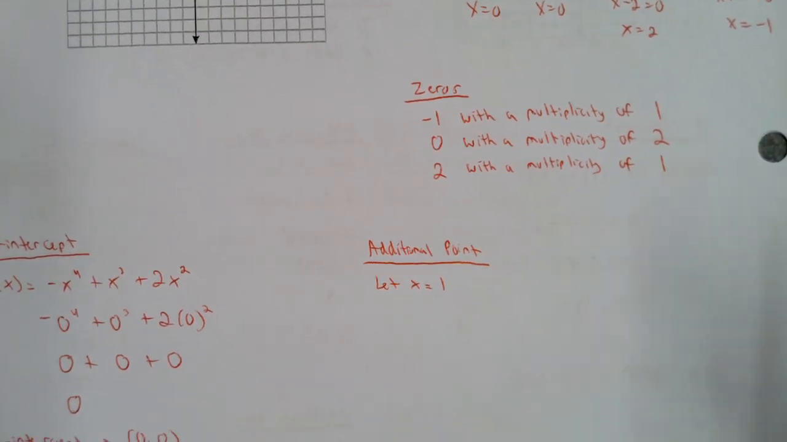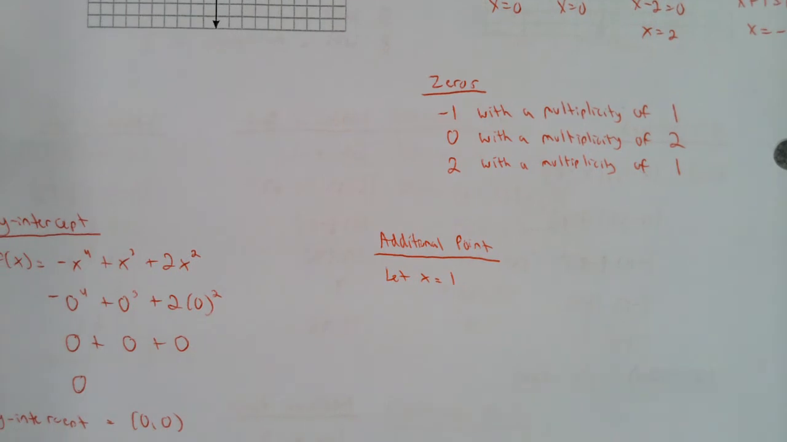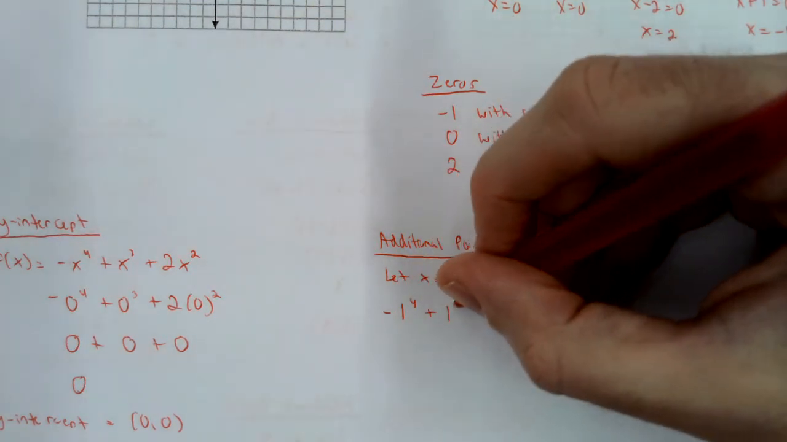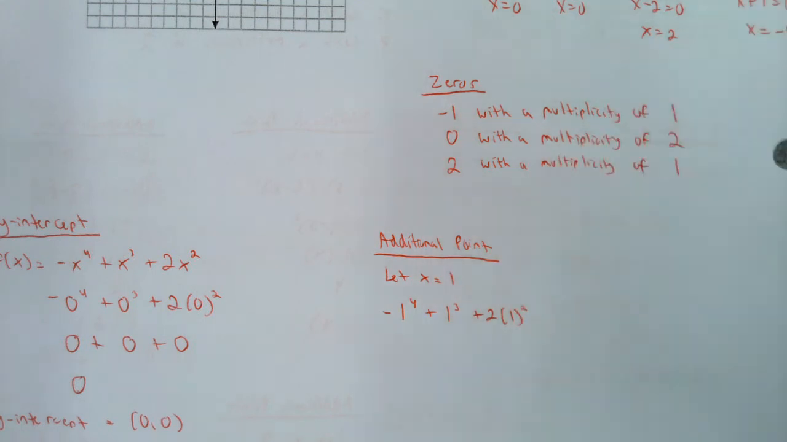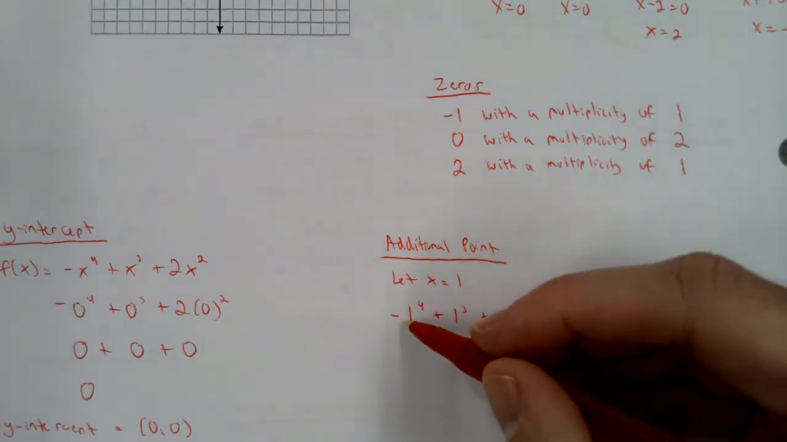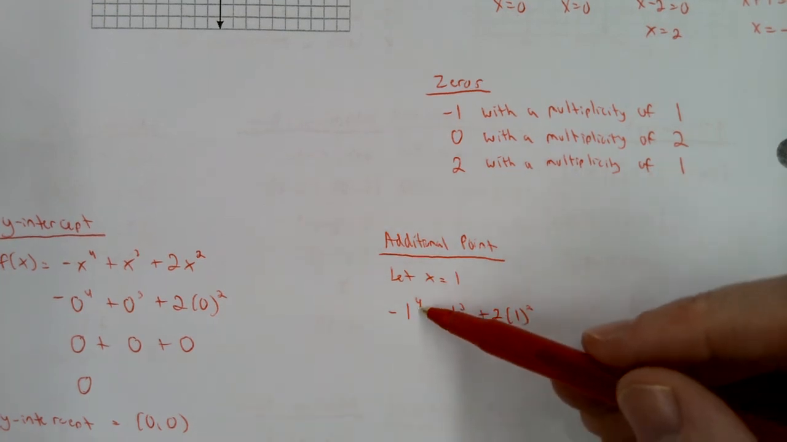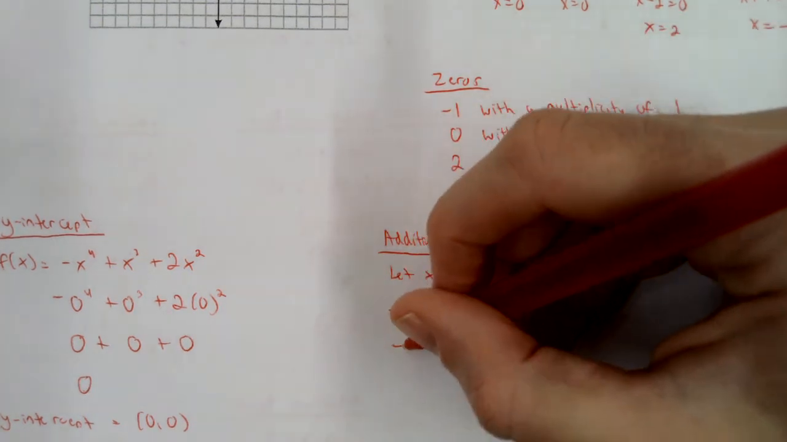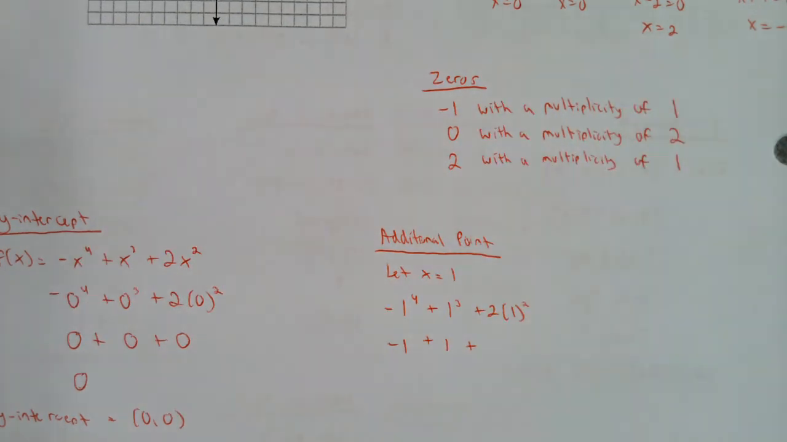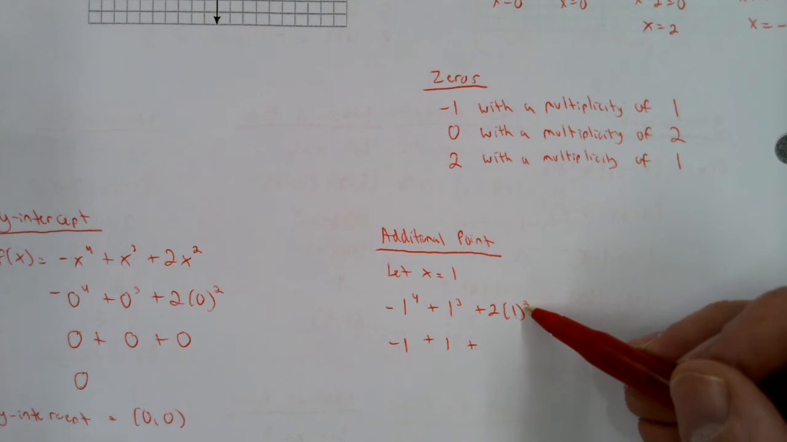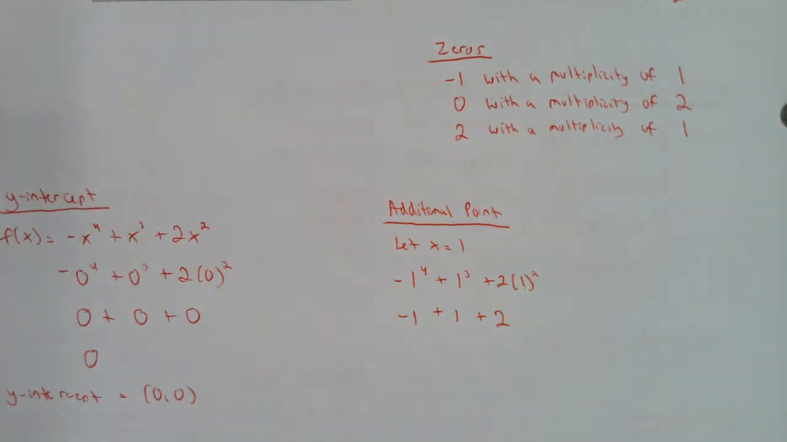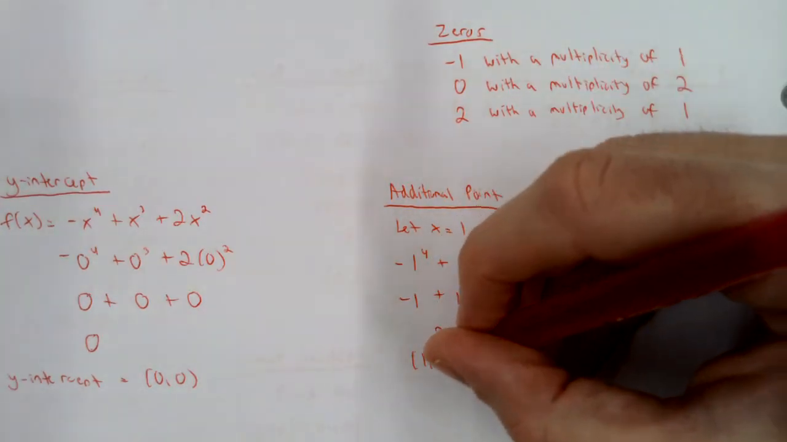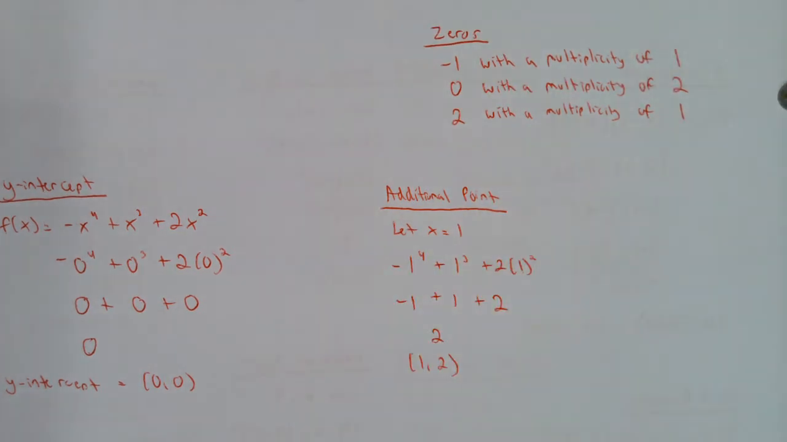Okay, so in the original problem, I'm not going to recopy it because this problem's already long enough as it is. It's negative x to the fourth power, plus 1 to the third power, plus 2 times 1 squared. Now you have to be careful, okay? This is not negative 1 to the fourth power. This is 1 to the fourth power and then times negative 1, okay? So 1 to the fourth power is 1, and then with the negative out front becomes negative 1, plus 1, and then plus 1 squared is 1 times 2 is 2. Order of operations is very important. So that gives you 2, which means the additional point is 1 comma 2. Let's graph that.